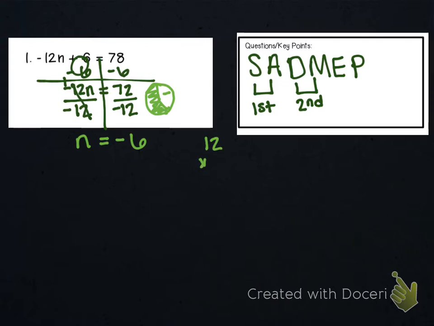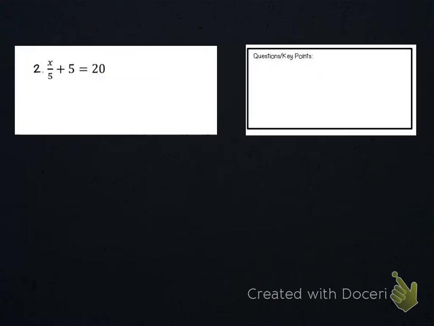12 times 6. 6 times 2 is 12. And then 6 times 1 is 6, plus 1 is 7. So you just go off to the side and solve the operation. And our answer is n equals negative 6. Let's go to the next one.